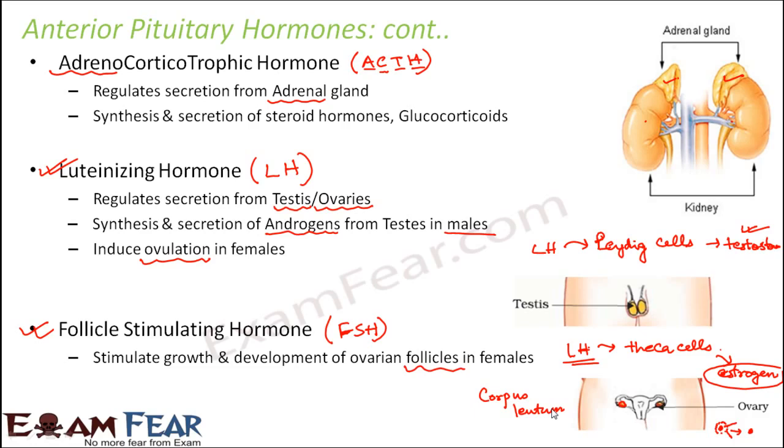So that means we can say that this follicle stimulating hormone helps the ovarian follicles to grow and develop. After that ovulation happens, which is controlled by the luteinizing hormone. Then after that the formation of corpus luteum is again supported by the follicles.